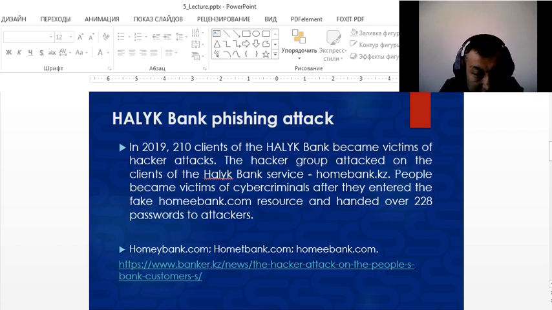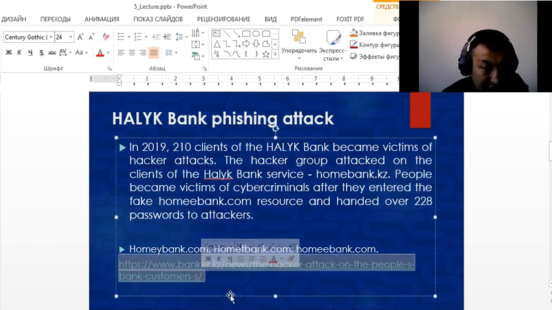For example, phishing sites: homebank.com, homebank.com, homebank.com. You can find more information from these sites. Banker.kz.